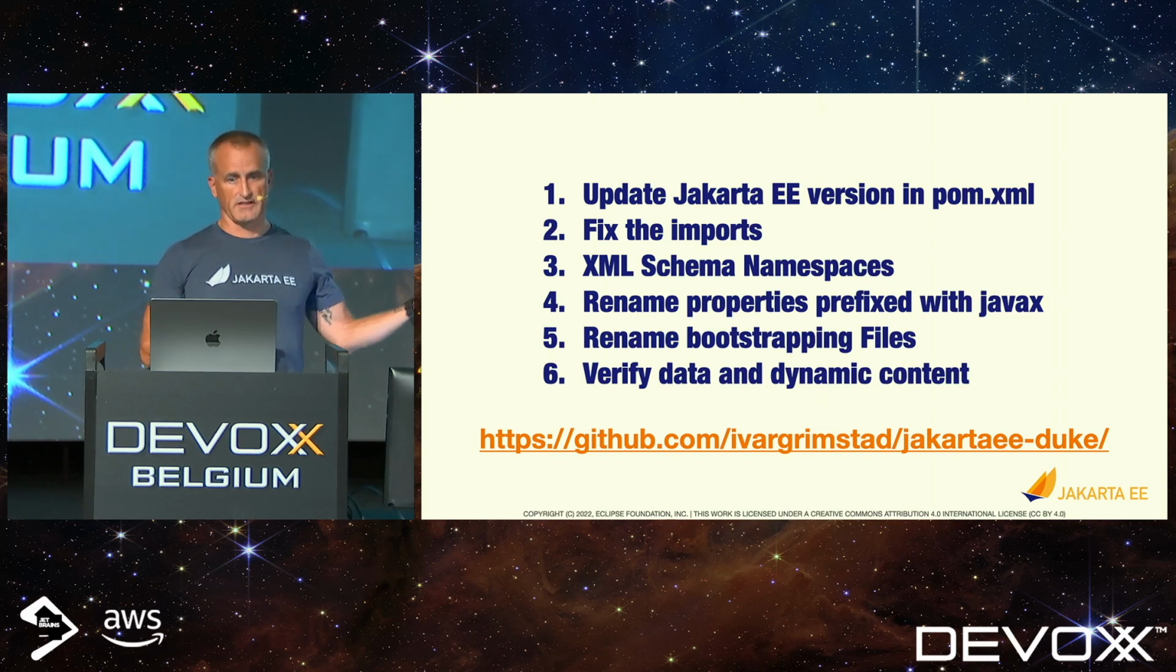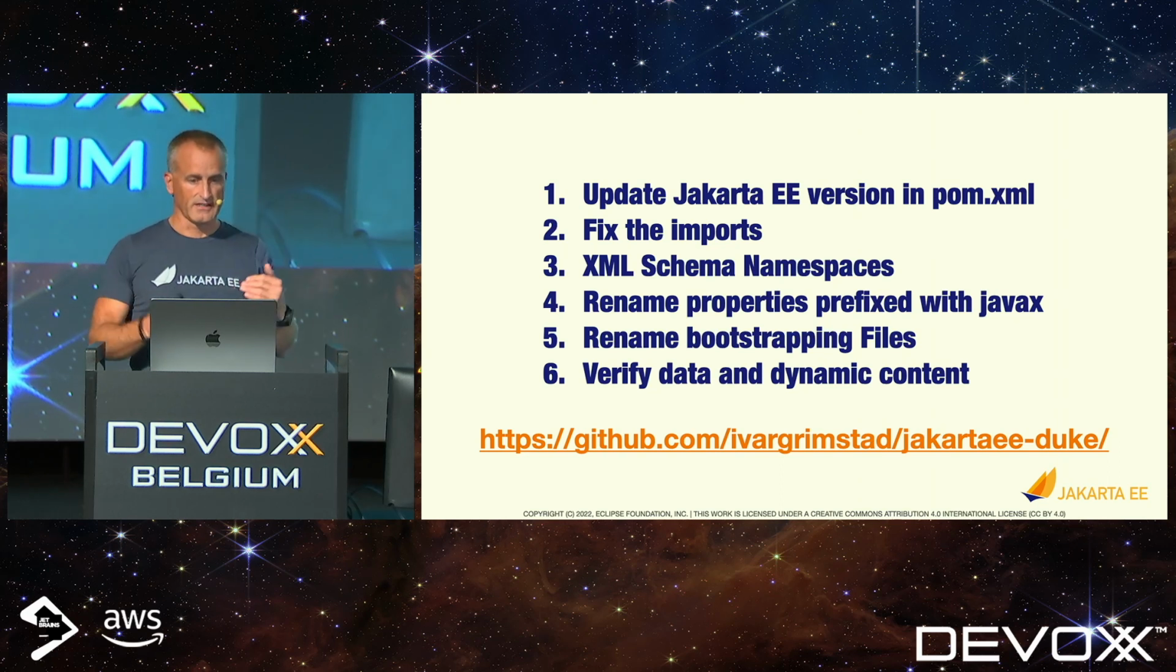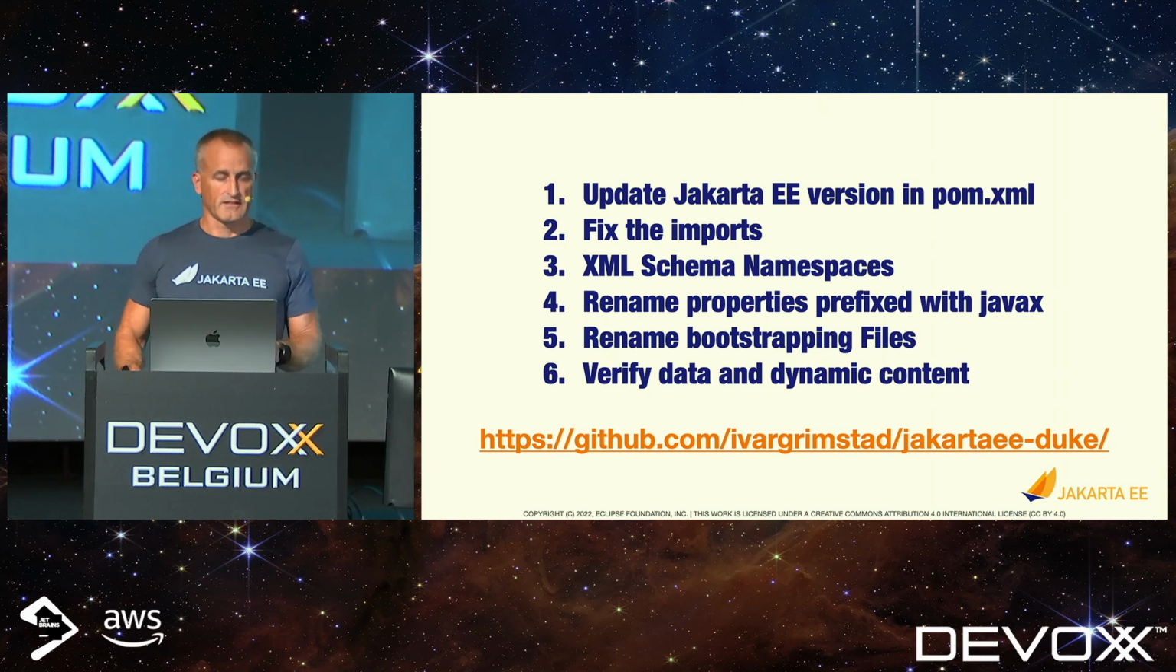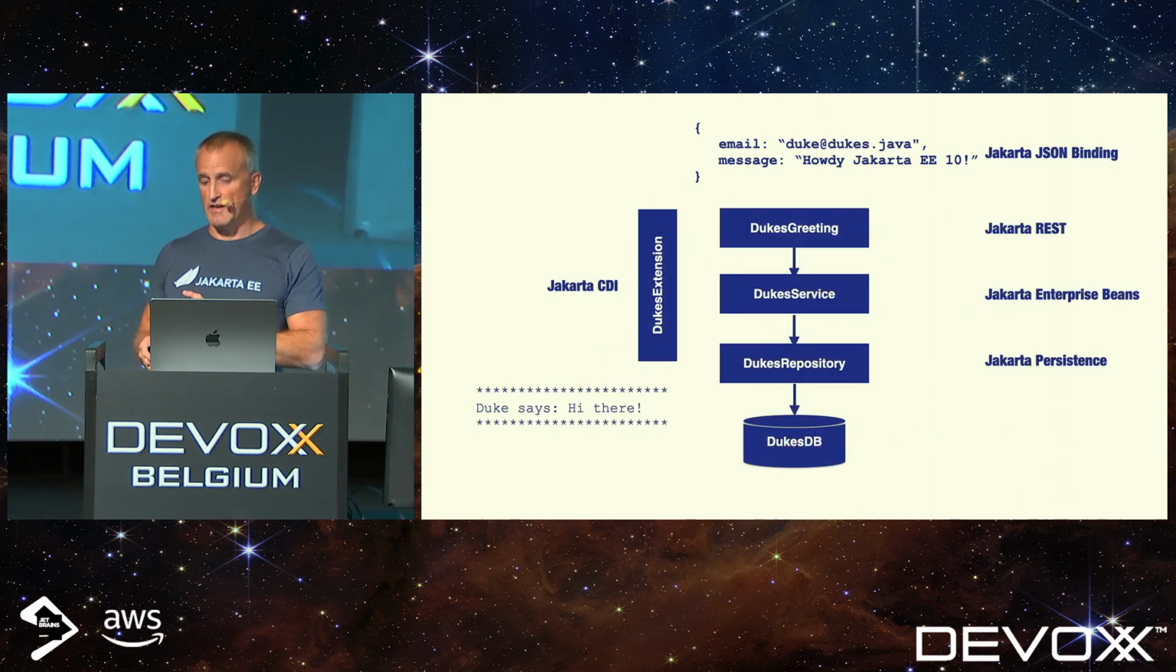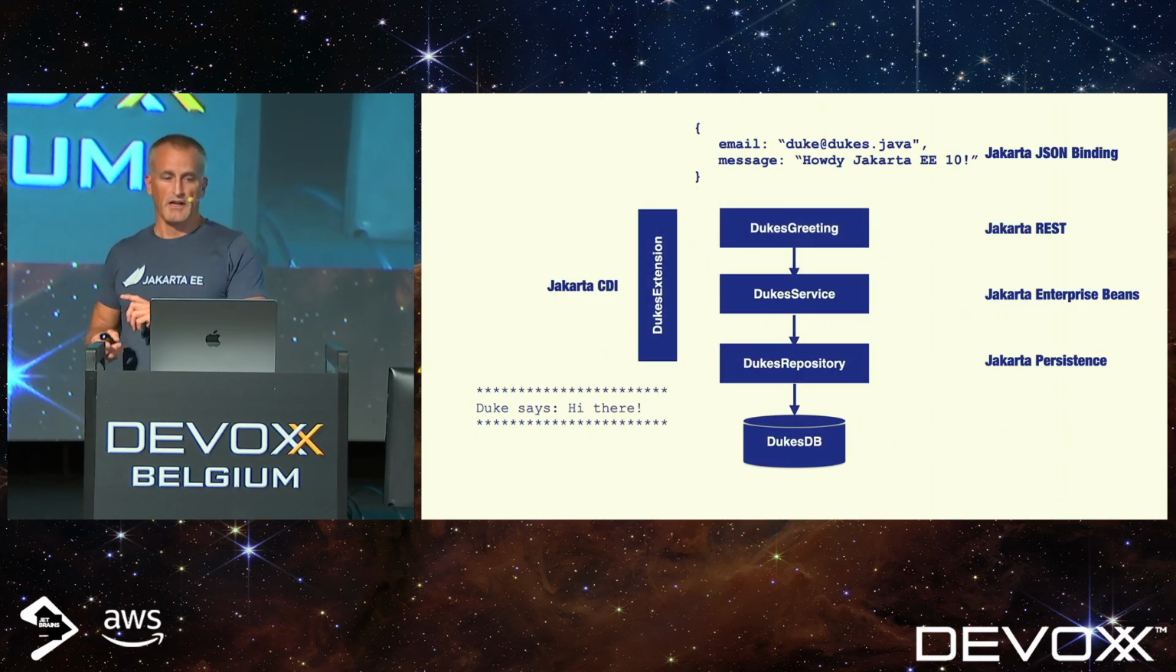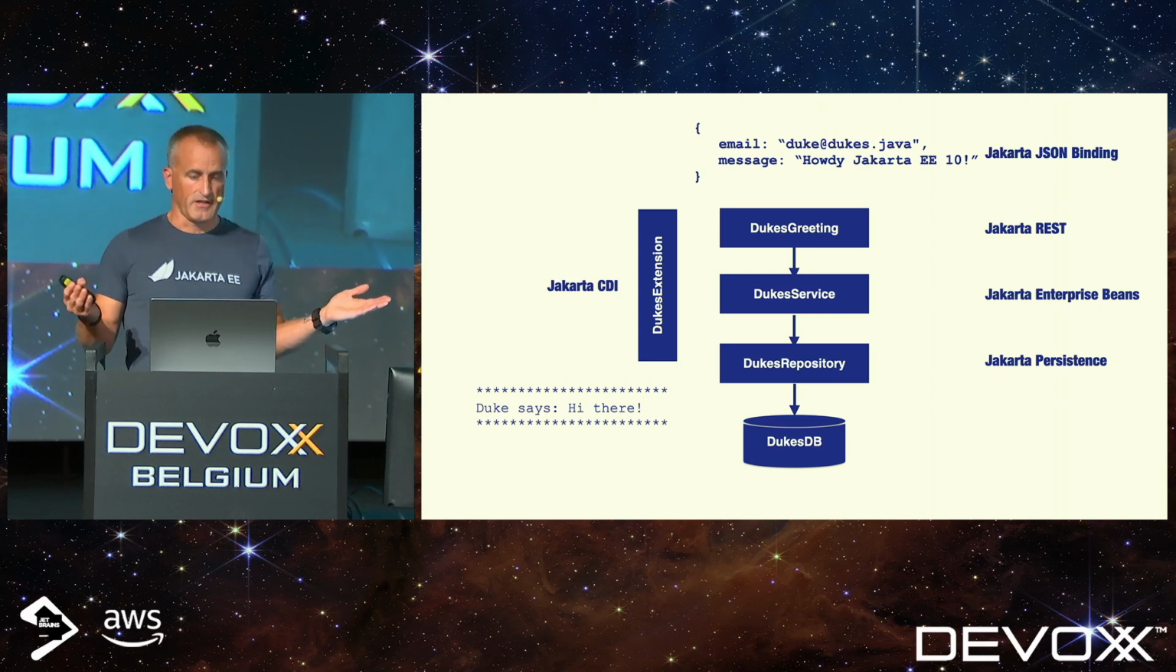This is a six-step checklist for what you need to think of when you do this. I'll go through this list. I'll use the IDE for the first two steps, and then I'll go through what to think of for the last couple of steps. To do this, I've created a simple Hello World application. And my Hello World application says, howdy Jakarta EE.